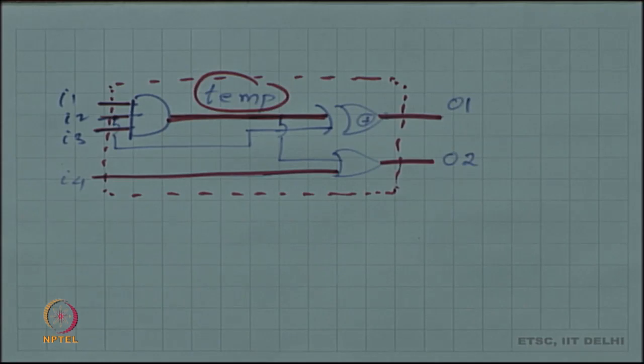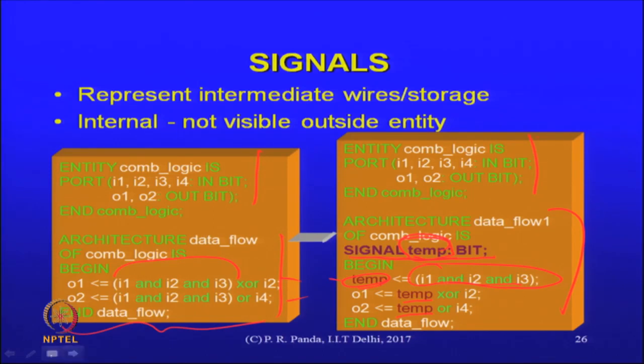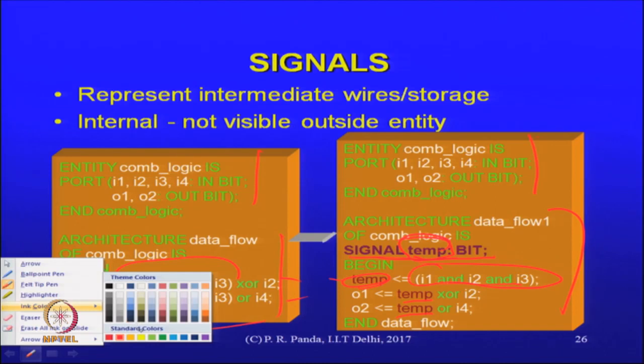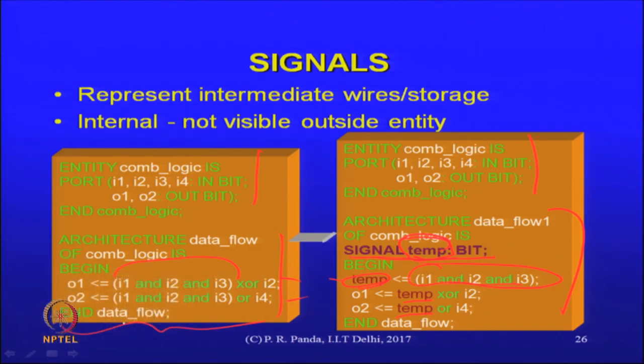Sir, are HDL compilers intelligent enough to overcome user mistakes and find temporary signals on their own, in case the designer has not?